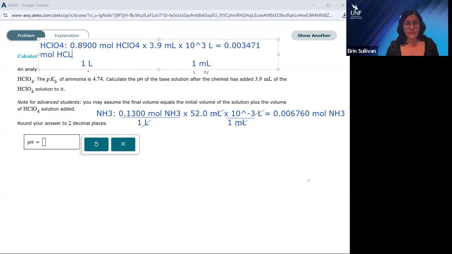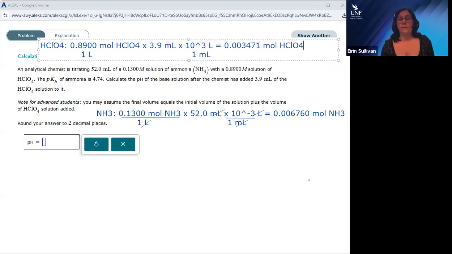So I have fewer moles of acid that I've just added than the number of moles of base present. That means I am before the equivalence point. I have not yet neutralized all my ammonia, my weak base.